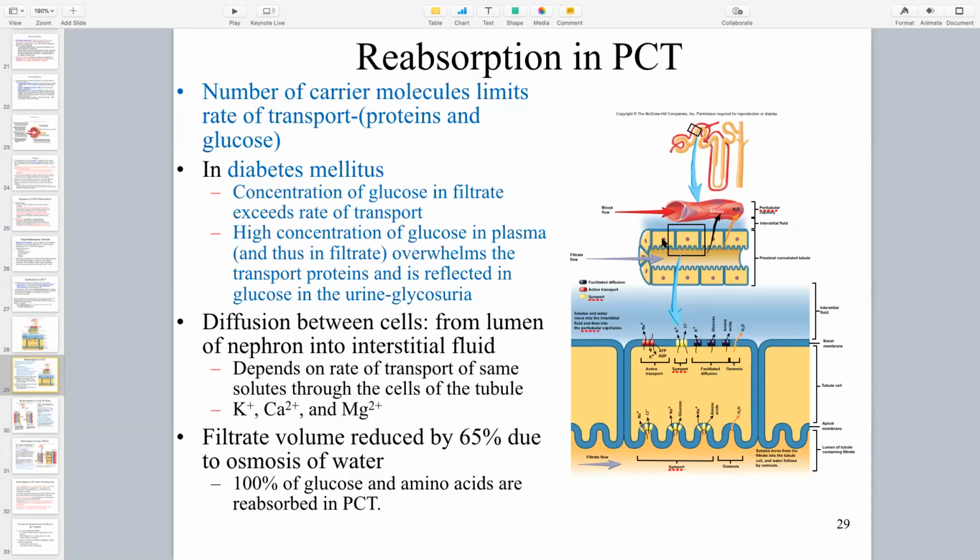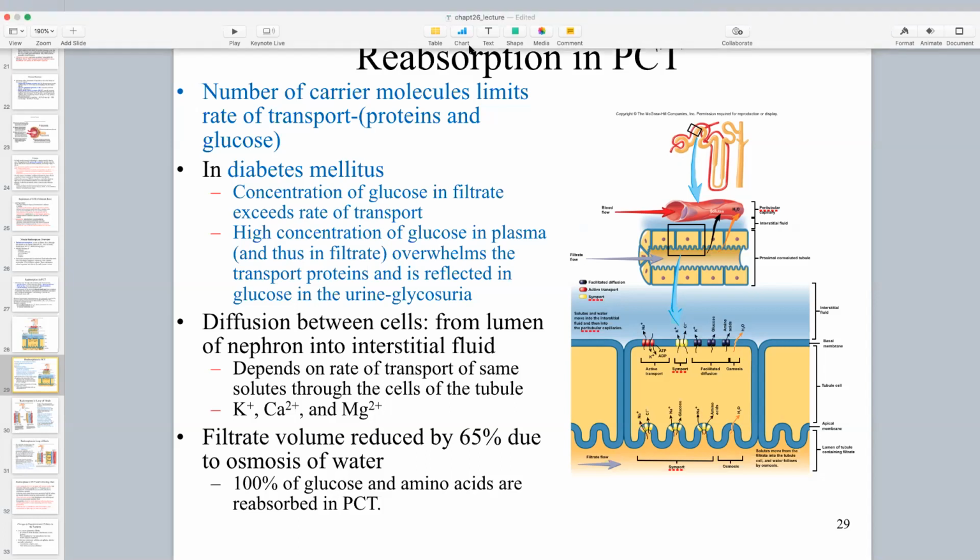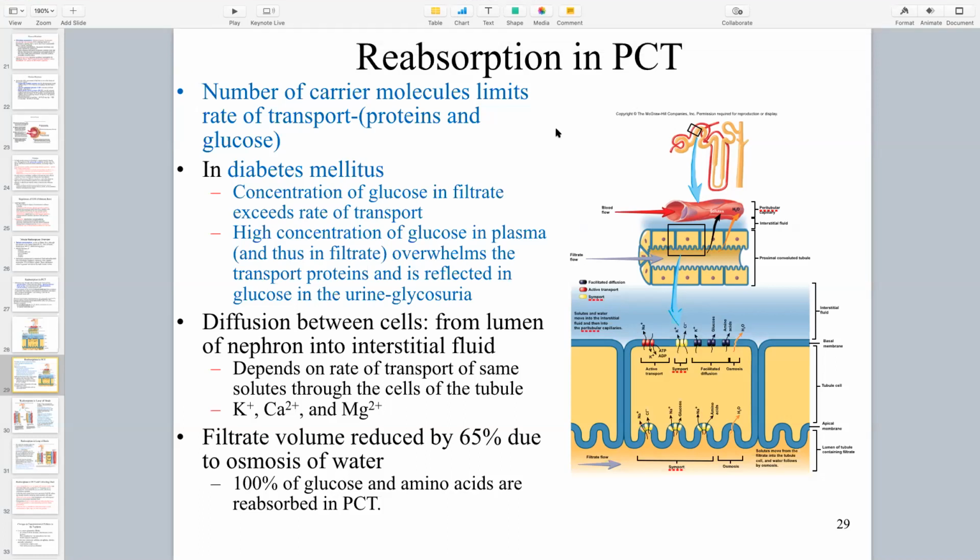Now, what happens if there's just too much, right? You have diabetes, and because you have diabetes, your blood sugar is elevated. If you have type 1 diabetes, maybe 300-400, right? 300-400 milligrams per deciliter of blood. That's a high blood sugar count. What happens is your blood glucose levels are so high that your filtrate levels are incredibly high as well. They mirror each other. So the higher the blood glucose, the higher the filtrate glucose.